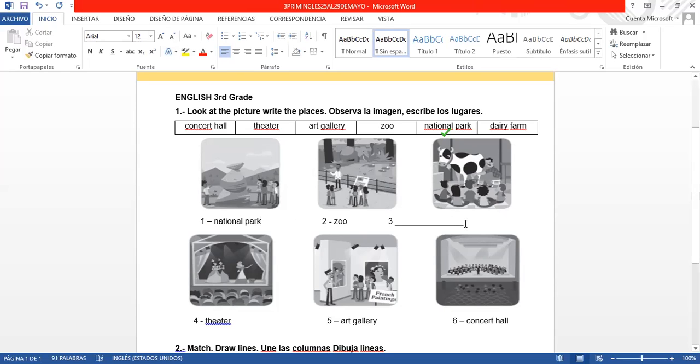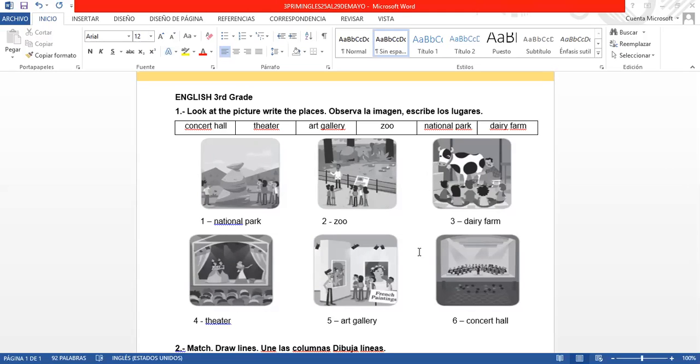And finally, for image number 3, obviously we have a dairy farm. Remember that dairy means out of milk. Something that comes out of the milk, that's dairy. For example, cheese or cream. The milk itself is dairy. All of these milk products are dairy. So there we have it. That's the simple vocabulary that you guys had to do for homework. Well, the first part at least.